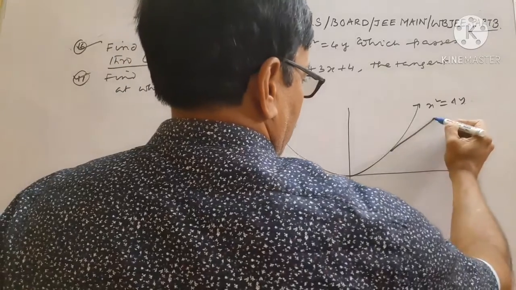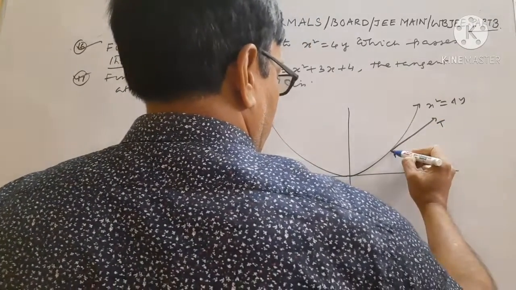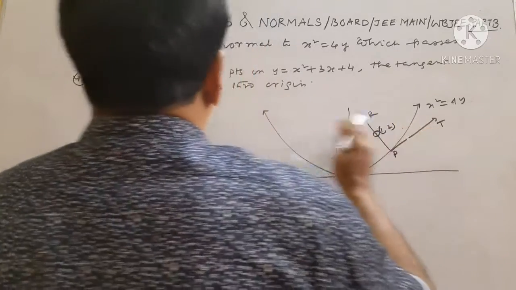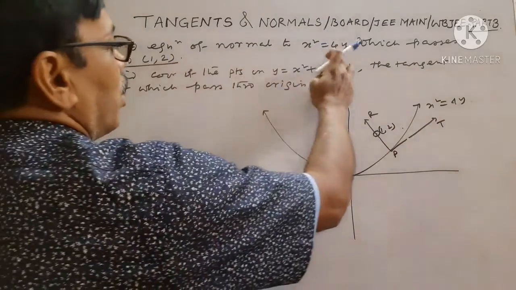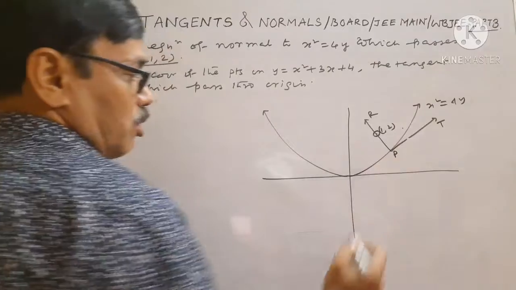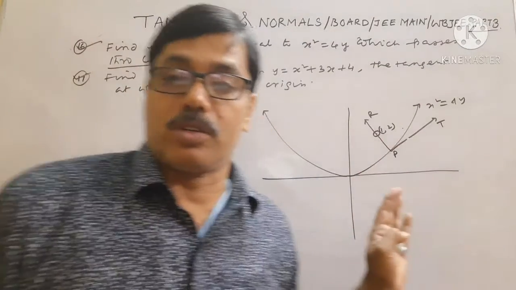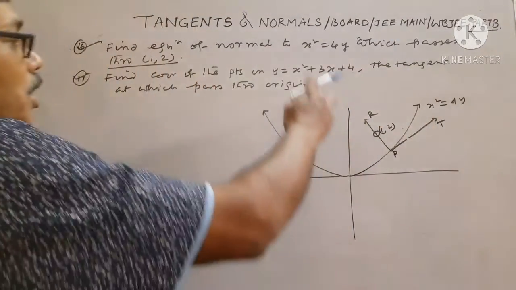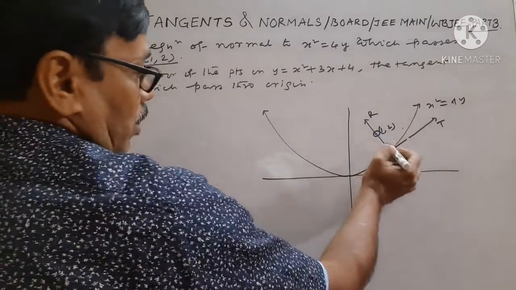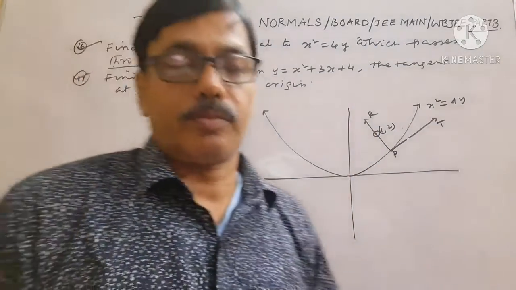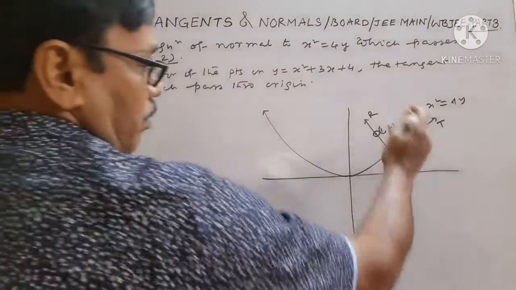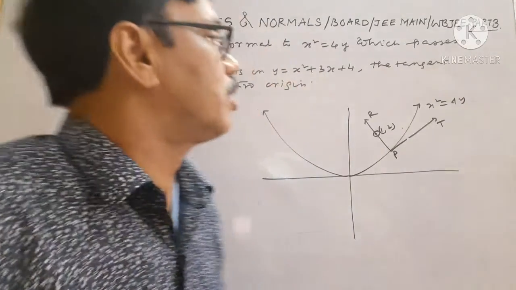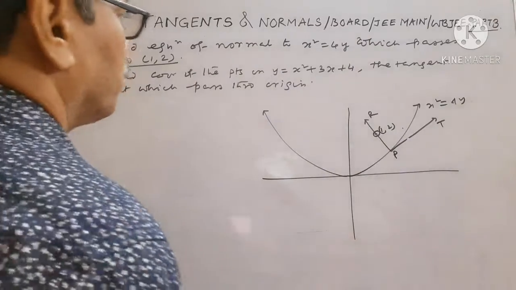Suppose PT is the tangent and PR is the normal. The normal passes through (1, 2). If you put x equals 1 and y equals 2, it does not satisfy the curve, so (1, 2) does not lie on the curve. It only passes through (1, 2). So we have to find the equation of the tangent at any point. We may solve it using the parametric equation or (x1, y1) also.